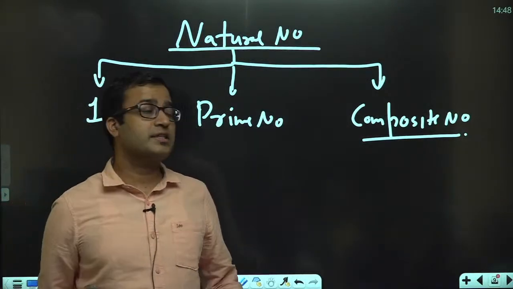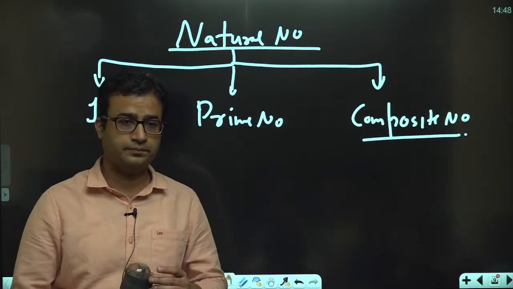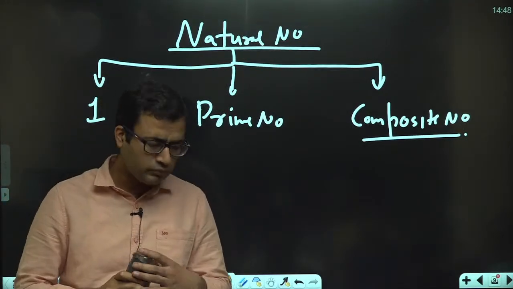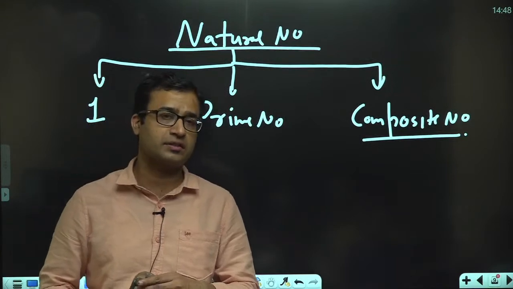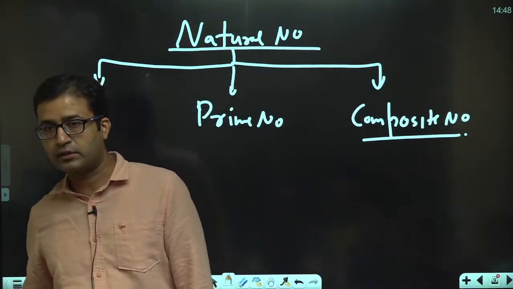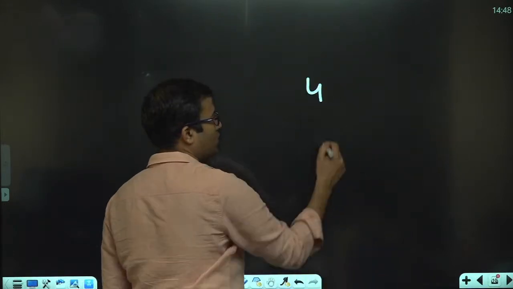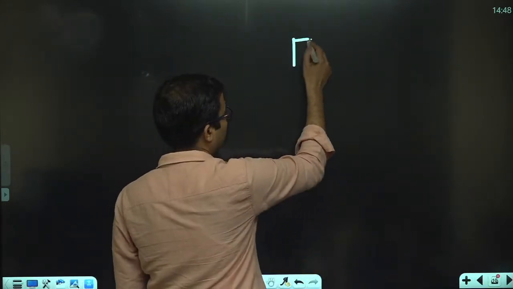Can anyone tell me the reason for this categorization? Have you heard about one thing, factors? Those who don't know about factors: factor and divisor are the same, like for 4.